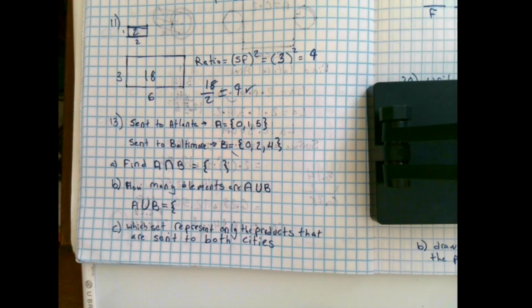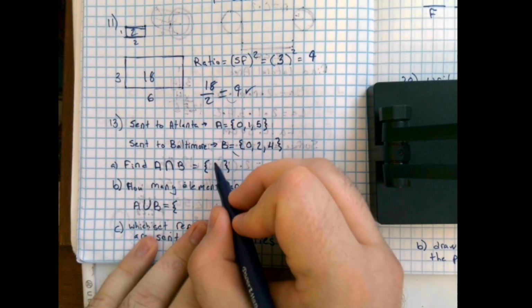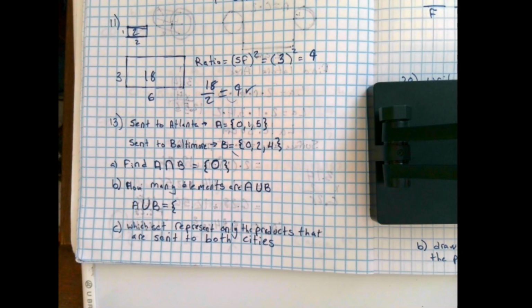Part A says find the intersection of A and B. Now, the intersection of A and B is what number is in both A and B. The number that's in both of them is product 0. Product 0 is in both A and B, which means that product 0 is sent to Atlanta and is sent to Baltimore.